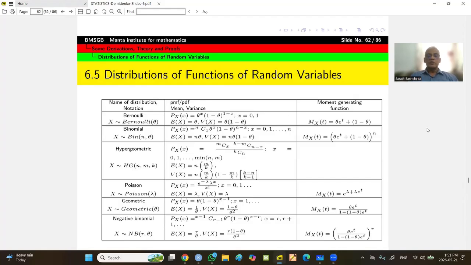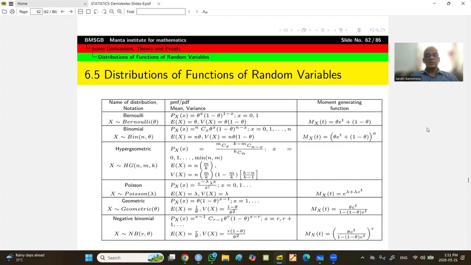In the proofs, most of the time I'm going to use the moment generating function technique. Therefore, you will usually need the moment generating functions of the well-known distributions, right? You can easily find the moment generating functions of well-known distributions on the internet.